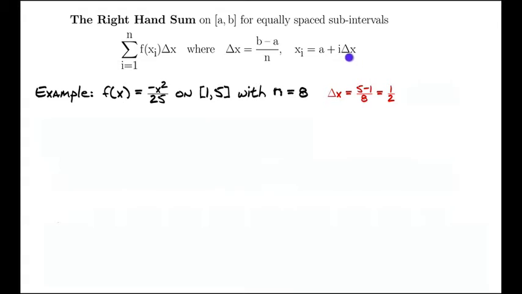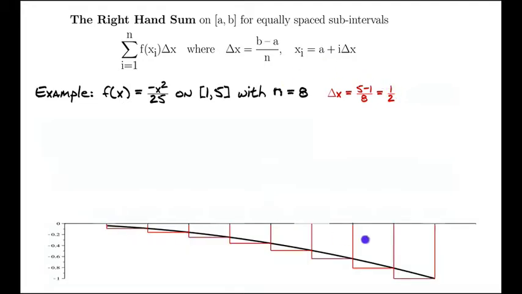Xi, all we have to do is take a, which is 1, and add on i times delta x, which we computed to be a half. So if we take this picture here, this is our picture of minus x squared over 25 with 8 subintervals. The xi's that we're going to use are going to be 1 plus i times a half. Again, a is 1, delta x is a half. We just put 1 and a half into this equation. These xi's lay out along this as the right-hand endpoints.